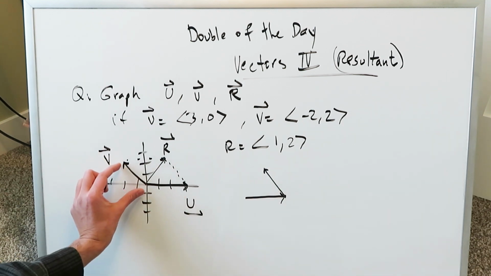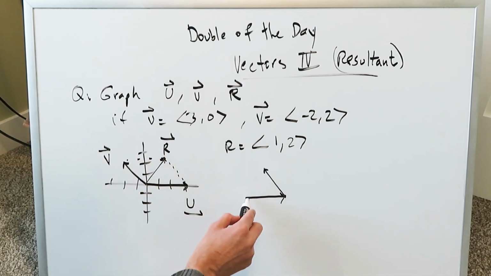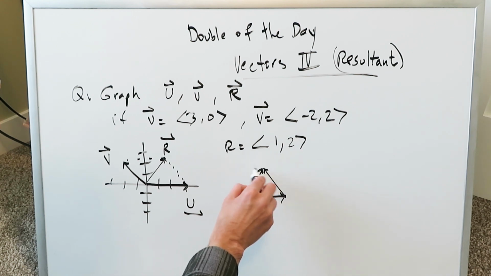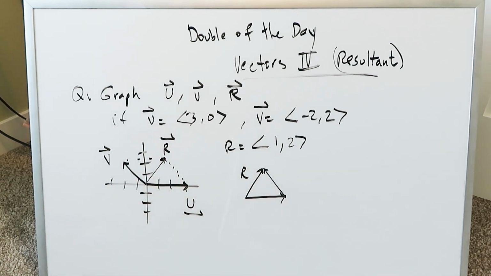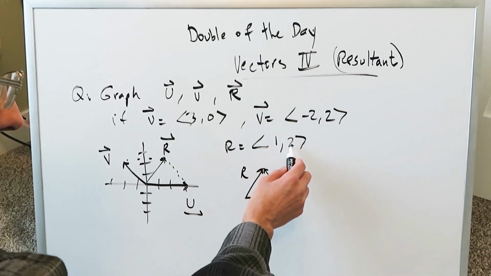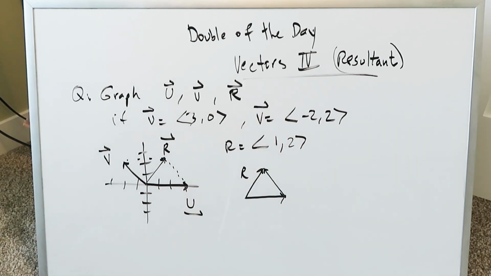You would transpose this entire vector right over here. Then from the origination of your original vector to the end of your second vector would be your resultant, and this right here would very well mirror that. But anyhow, the question was to graph the u, the v, and the resultant and show exactly what the resultant is, and this is right here my resultant.